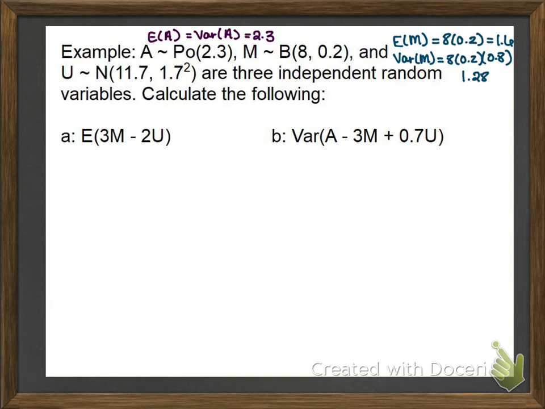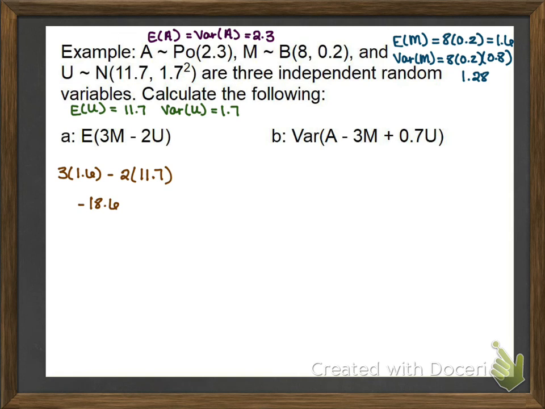So for our first one, we have 3m minus 2u. So our expected value of m is 1.6, so 3 times 1.6. u is 11.7, so minus 2 times 11.7. That new expected value is negative 18.6.